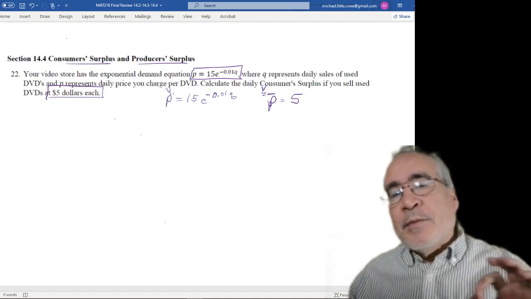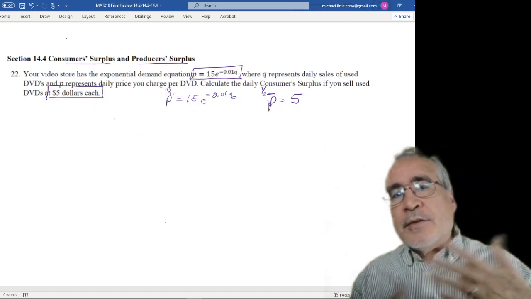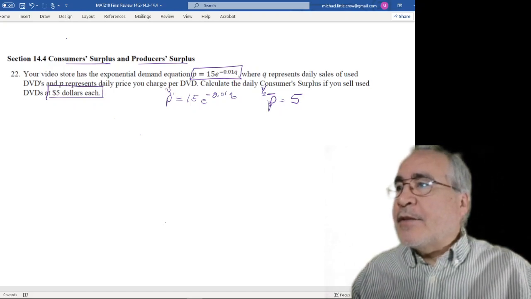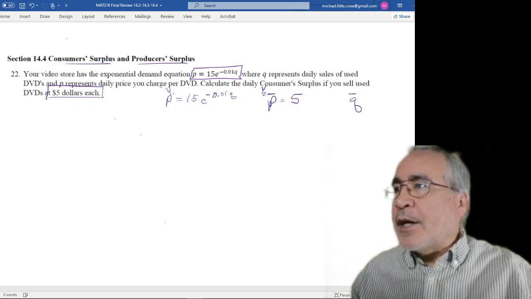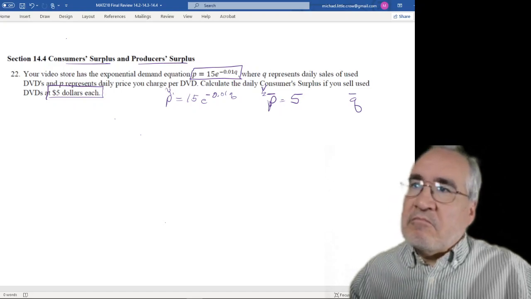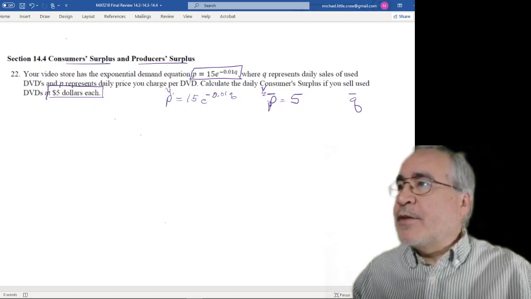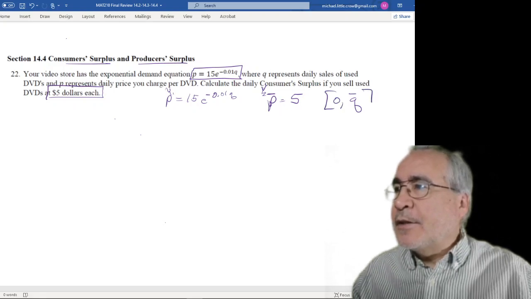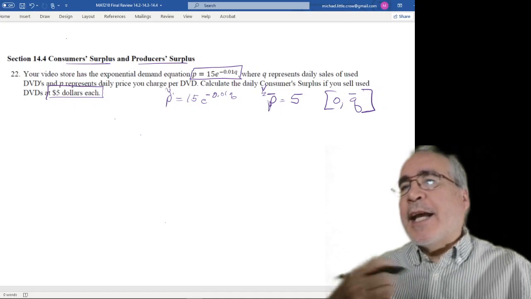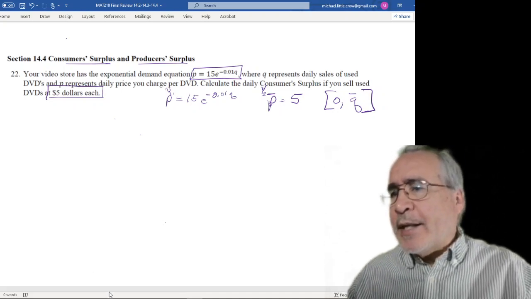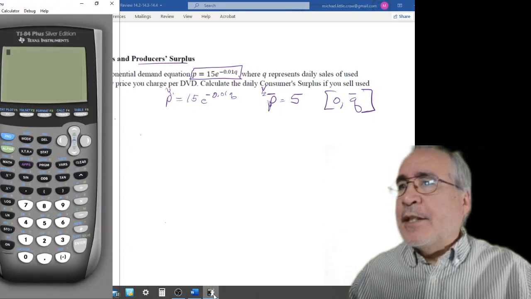Then just like when we did area of two curves, the first thing we're going to need to find is an intersection point, because that will give us the Q bar, the particular demand that we're going to be integrating to. And typically what we do with these is we'll go from 0 to Q bar, because that gives us our interval and our limits of integration. Okay, so let's first go ahead and take a look at the two graphs.